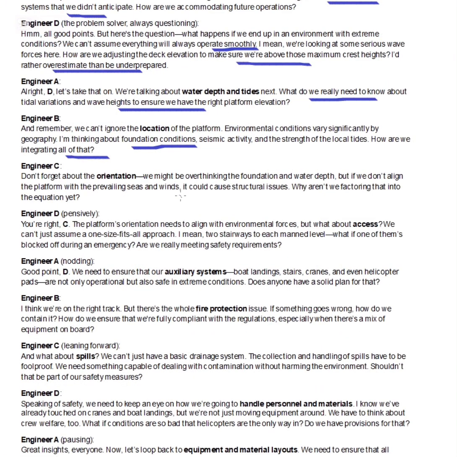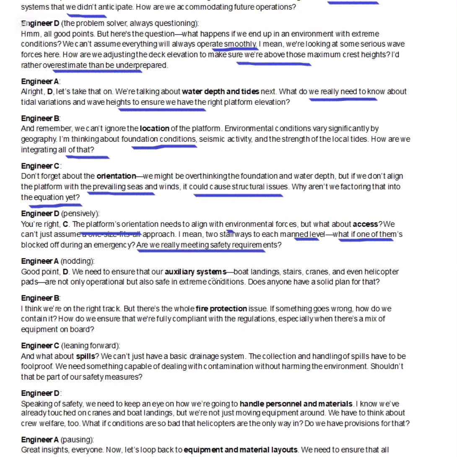Don't forget about the orientation. We might be overthinking the foundation and water depth, but if we don't align the platform with prevailing seas and winds, it could cause structural issues. Why aren't we factoring that into the equation yet? You're right, the platform's orientation needs to be aligned with environmental forces, but what about access? We can't assume a one size fits all approach, right? I mean, two survey routes to each manned level. What if one of them is blocked during an emergency? Are we really meeting the safety requirements?